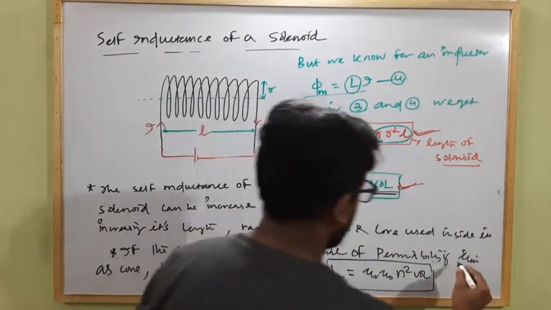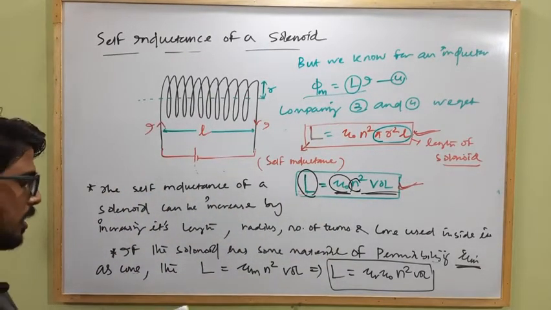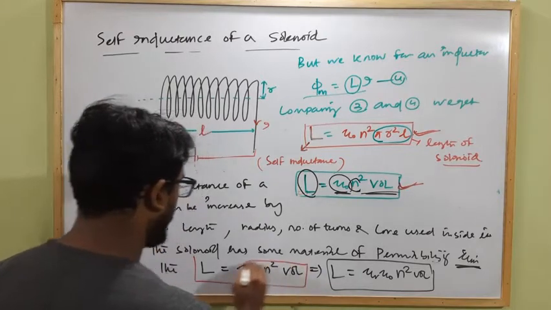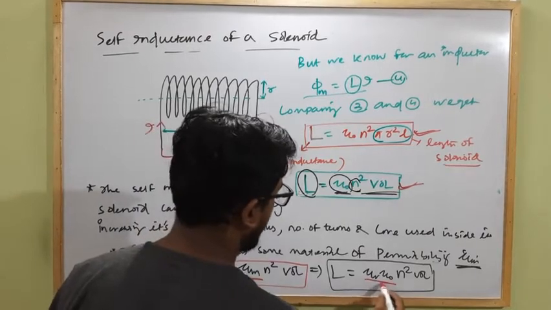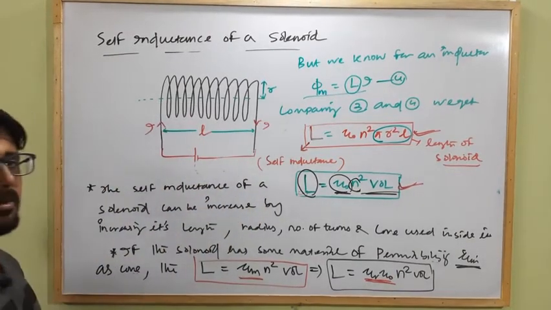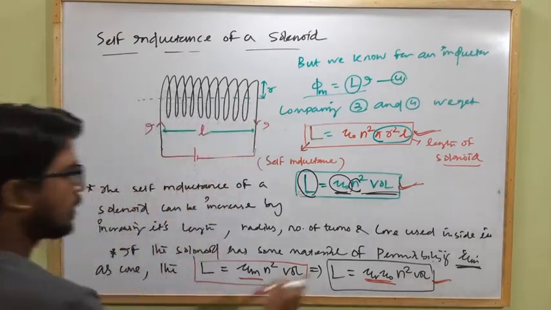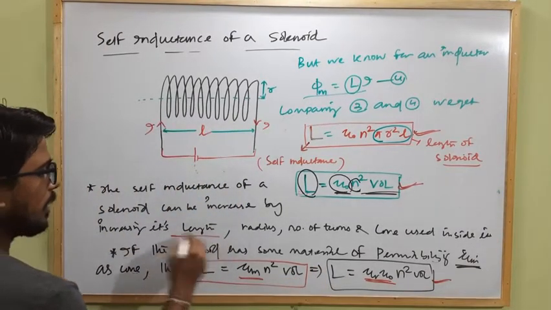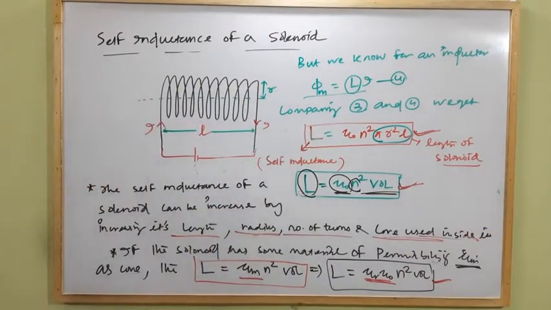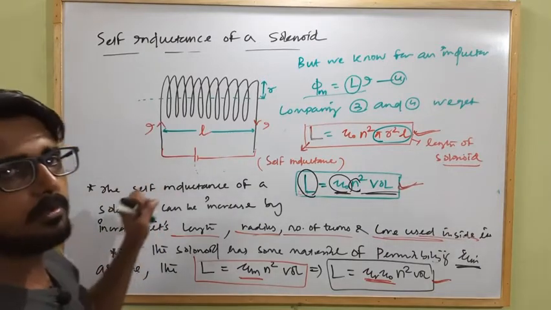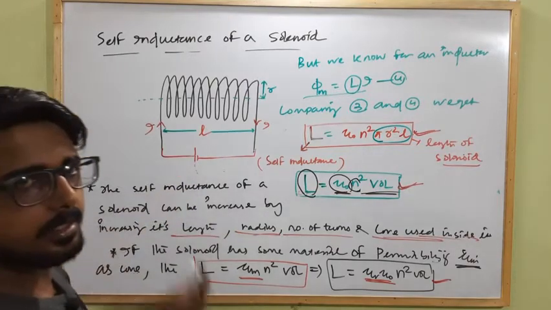This is the permeability of the material used as the core within the solenoid. So the self inductance will become mu m n square into volume, or in place of permeability of the medium we can write the relative permeability into the permeability of free space into n square into volume. So this is the expression for what? Self inductance. It depends upon length, radius, number of turns and core used inside it. Clear? So this is about the self inductance of a solenoid. It has the same unit, Henry.